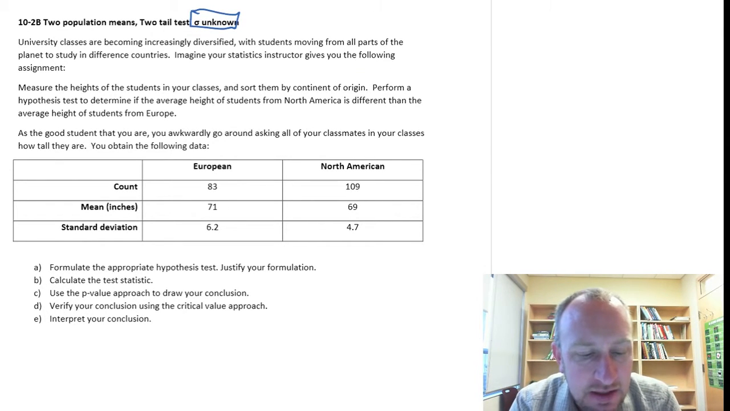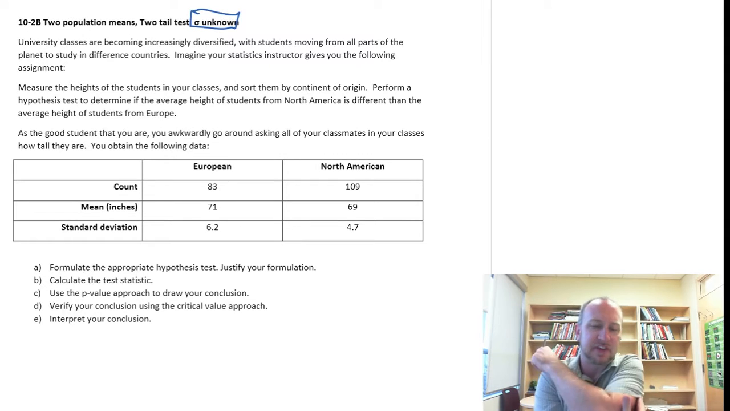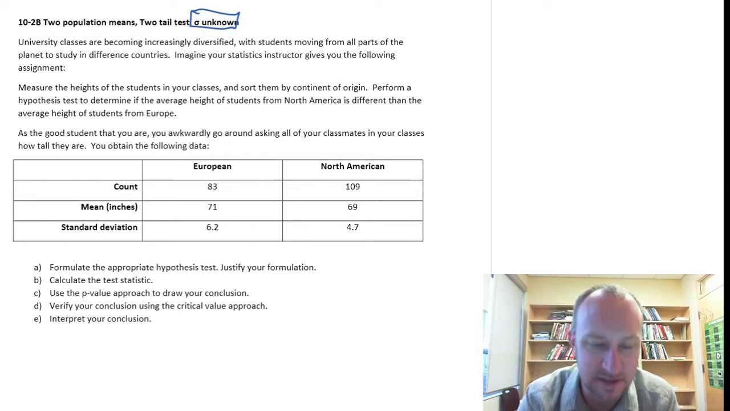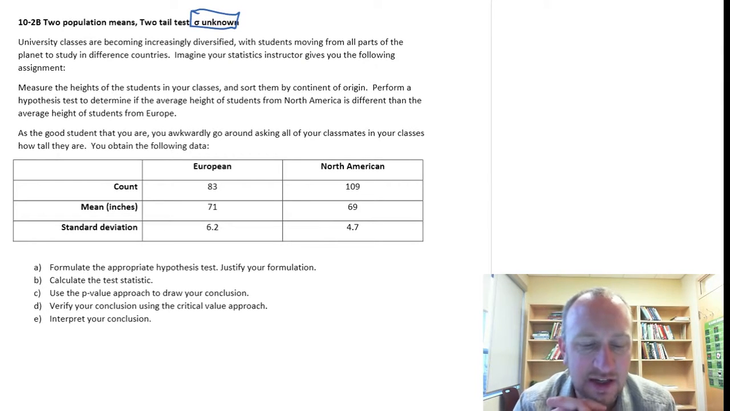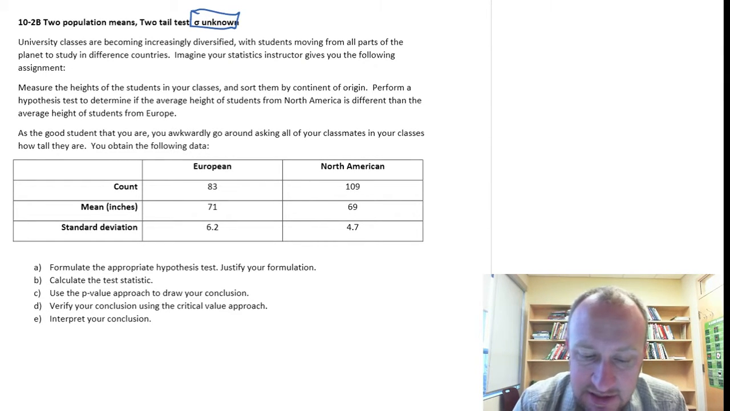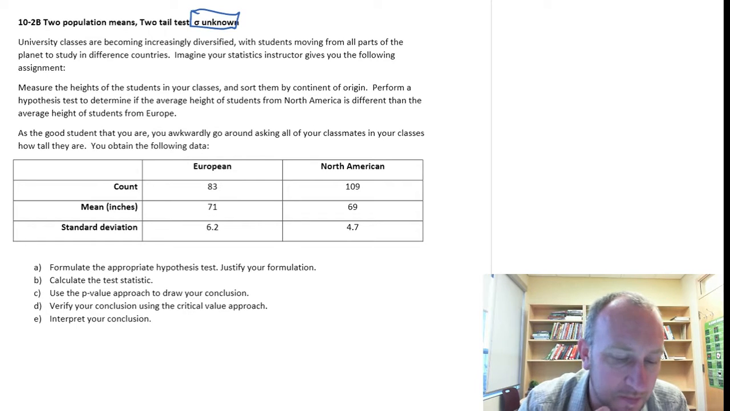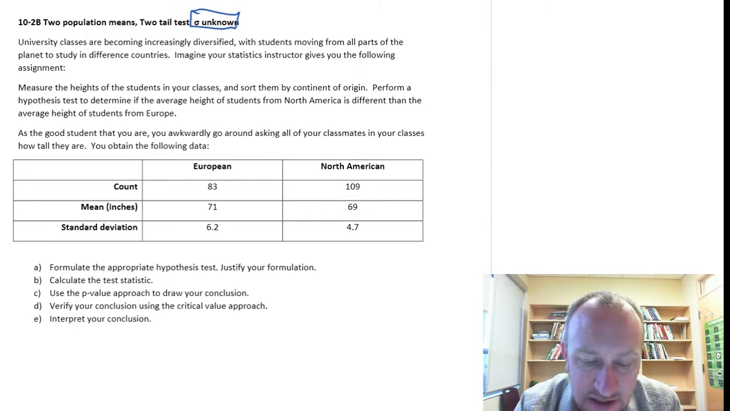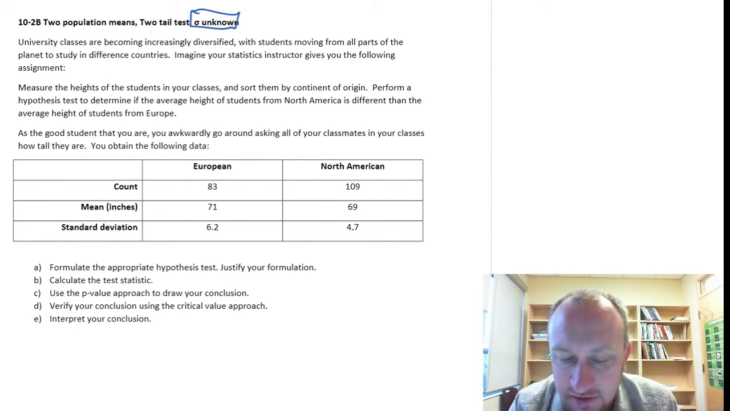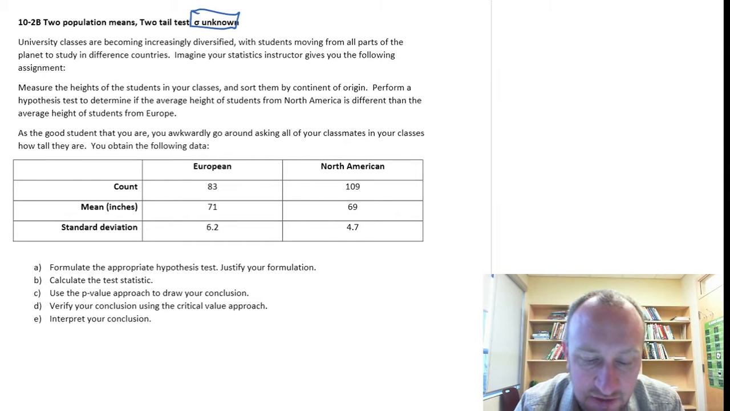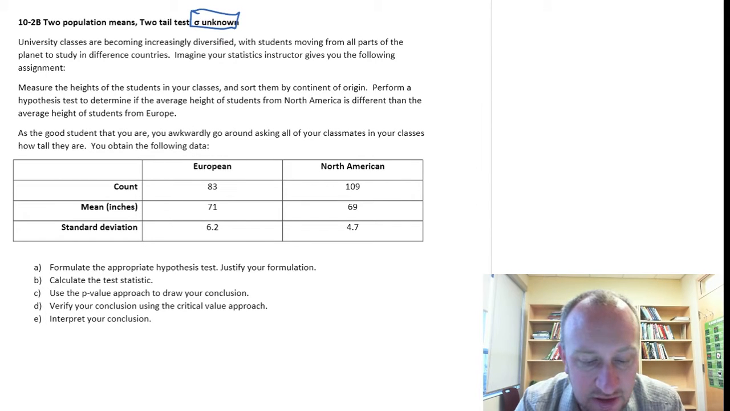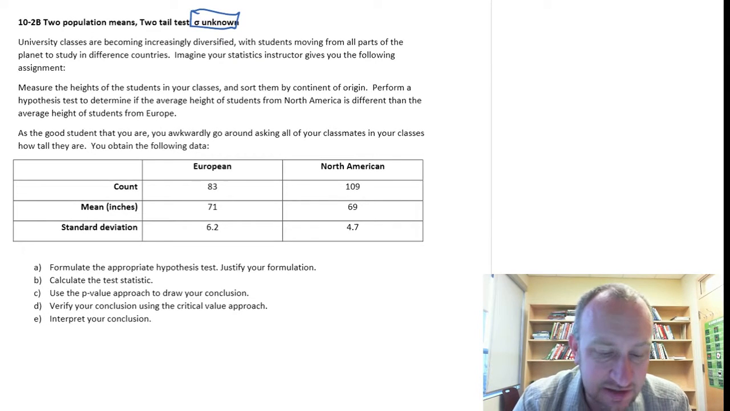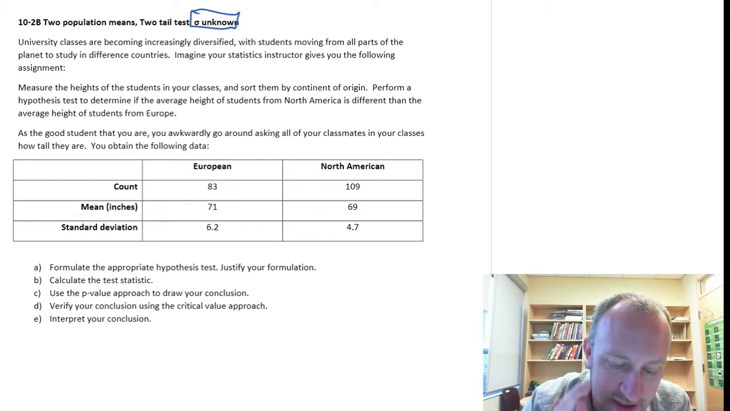Okay, so here we are looking at diversification among students. University classes are becoming increasingly diversified, students moving from all parts of the planet to study in different countries. Imagine your statistics instructor gives you the following assignment. Measure the heights of the students in your class and sort them by continent of origin. Perform a test to determine if the average height of students in North America is different from the average height of students in Europe. As a good student that you are, you awkwardly go around asking your classmates how tall they are. And here's the data that we gather.